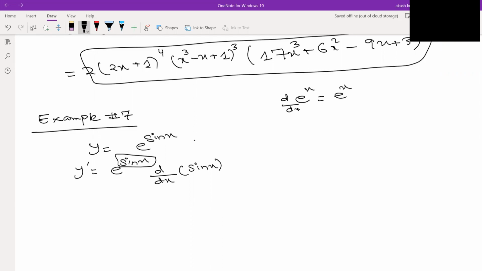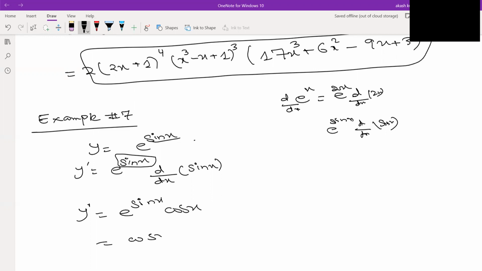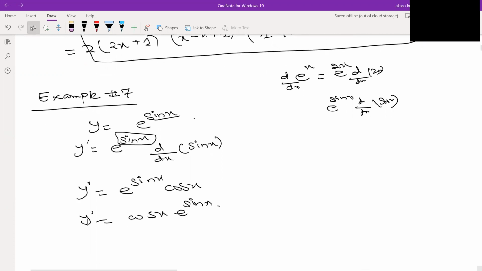But if there's any other function other than x, like if there's a 2x, then we have to take the derivative of 2x as well. If there is a sine x, then we have to take the derivative of sine x again. That is our inner function. Is it clear? So y dash equals e to the sine x, and the derivative of sine x is cosine x. So cosine x times e raised to the power sine x.